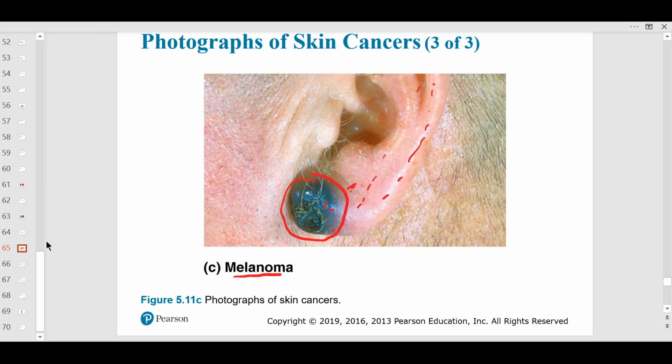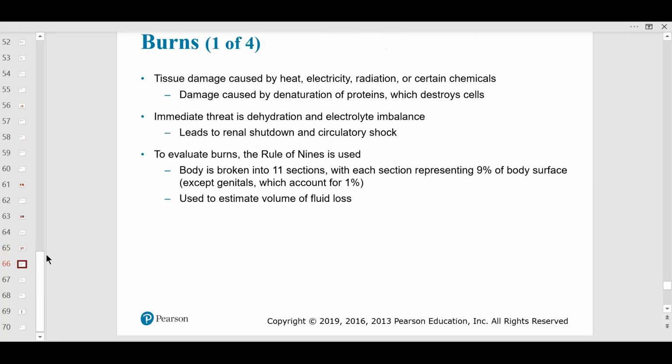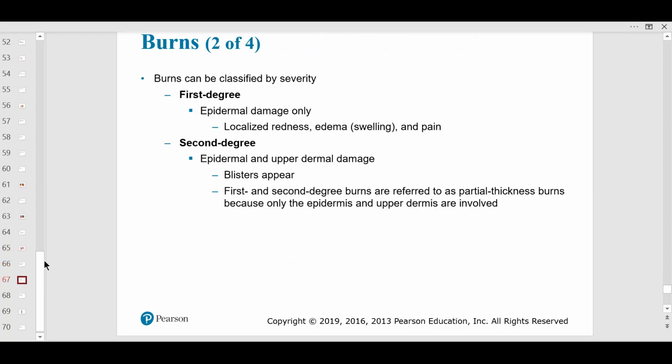So melanoma, dark color, asymmetrical, irregular margins, border diameter could be really weird. Like the basal cell, like I said, looks kind of like Bermuda, but the melanoma could look more like Hispaniola, different angles and colors and separations. So the burns, I'm not going to do the rule of nines. So here's what you have to know of the burns.